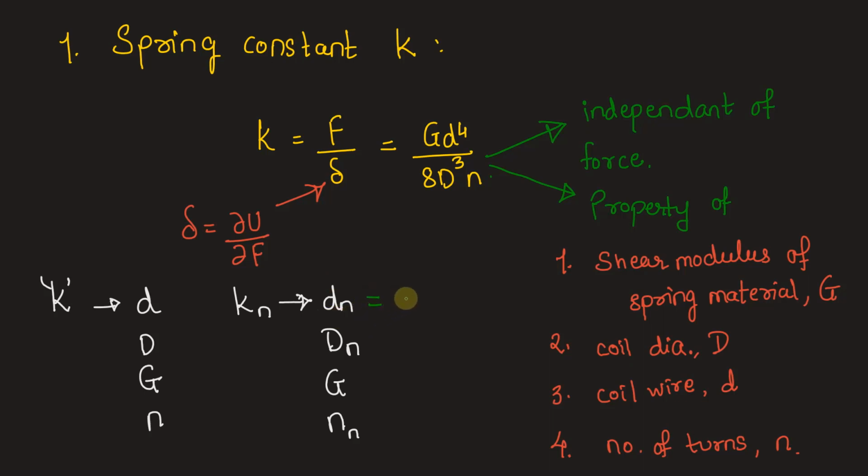Wire diameter has been doubled, so we can write 2 times d. Coil diameter has also been doubled, so 2 times capital D. Shear modulus remains the same, so we write it equal to G itself. And the number of turns has also doubled, so we write 2 times N.